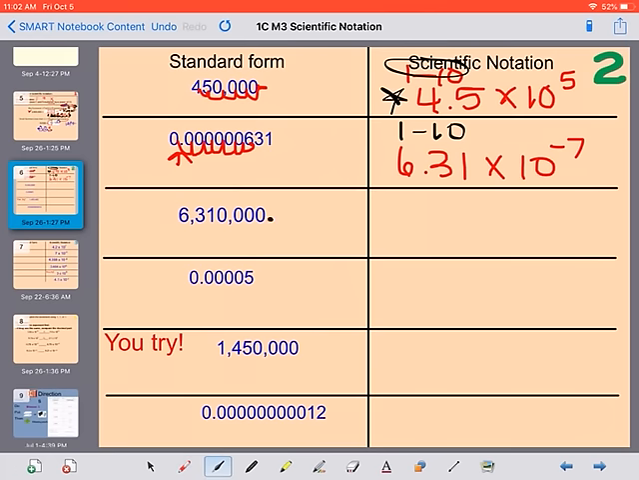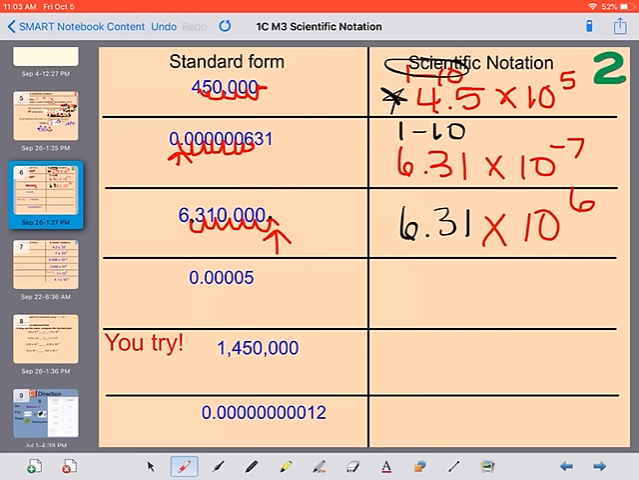Next, another big number. If there's no decimal, we can assume it's at the end. But we need a number between 1 and 10, so if I ignore the zeros for right now, I have 631. Again, I would need 6.31, which is between 1 and 10. And now, how many spots do I need to multiply by 10 to get my decimal over to where it started? So we're going to multiply by 10 1, 2, 3, 4, 5, 6 times. Times 10 to the power of 6.